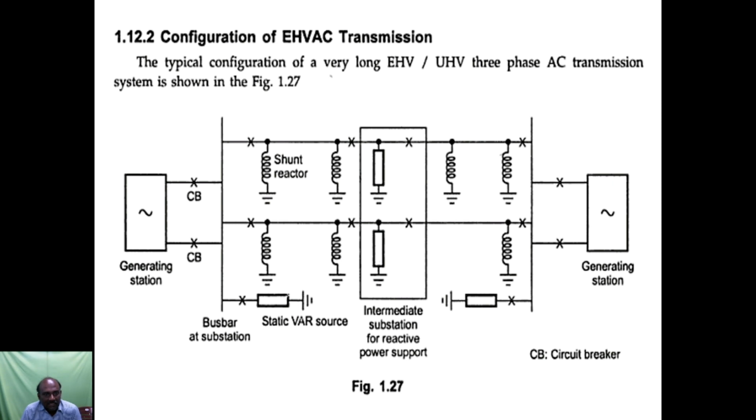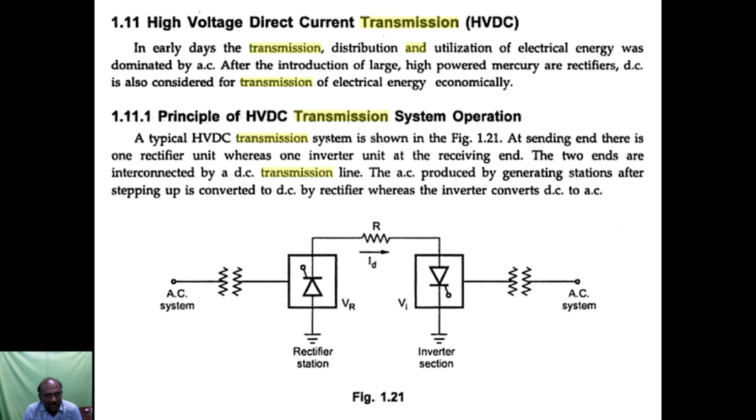So here is a configuration of very long UHV or EHV three-phase AC transmission. High voltage direct current transmission. It is also high voltage transmission, but in the form of DC. Like extra high voltage AC, here we have HVDC, the DC high voltage transmission.